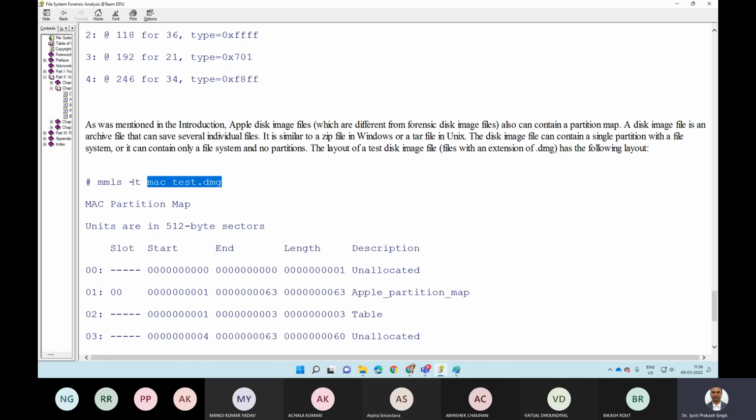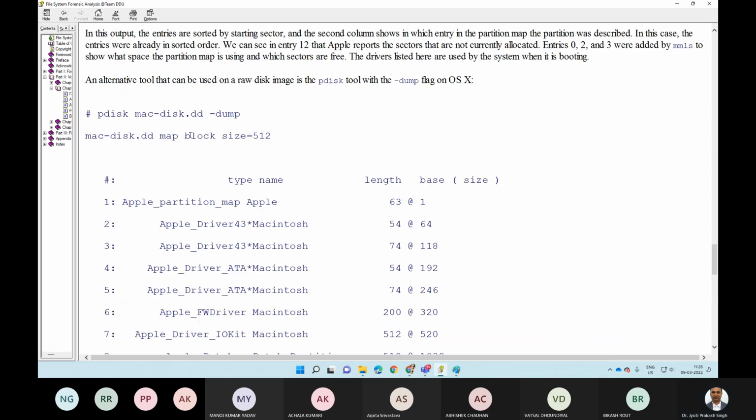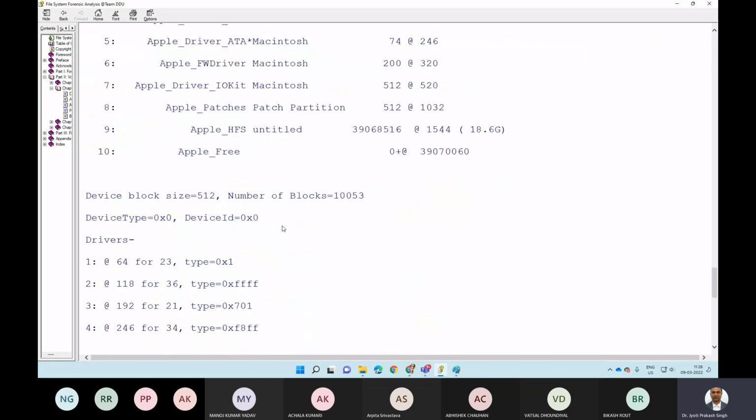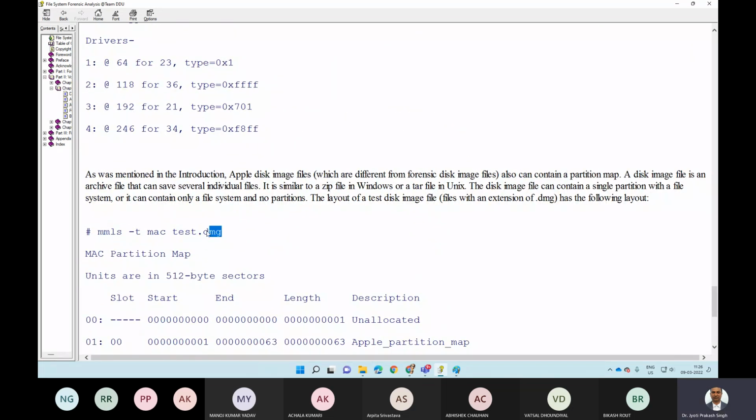The other one is a DMG file. Whenever you download an application in an Apple system, you normally download a DMG file. In fact, a DMG file is also a disk image file, that's why the name is DMG, the short form of disk image file. So again, a disk image file is something like what DD is also. DD is also a disk image file only. RAW is also a disk image file. So DMG is also a disk image file. But this DMG file is different from other disk image files. In fact, this DMG file is similar to a zip file in Windows or a tar file in Unix.